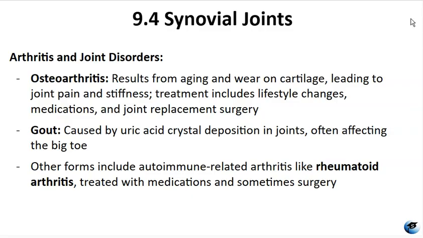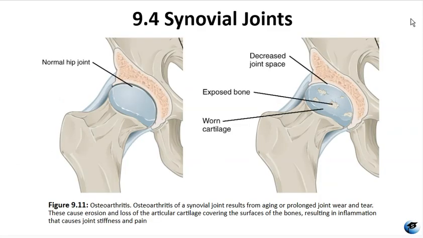Gouty arthritis, also known as gout, results from excess uric acid forming crystals in the joints. This causes sudden pain, stiffness, and swelling, usually in the big toe. It's more common in men, and its attacks may recur if untreated. Figure 9.11 shows how osteoarthritis of the hip joint causes erosion of articular cartilage, and this results in inflammation, stiffness, and pain in the hip joint.